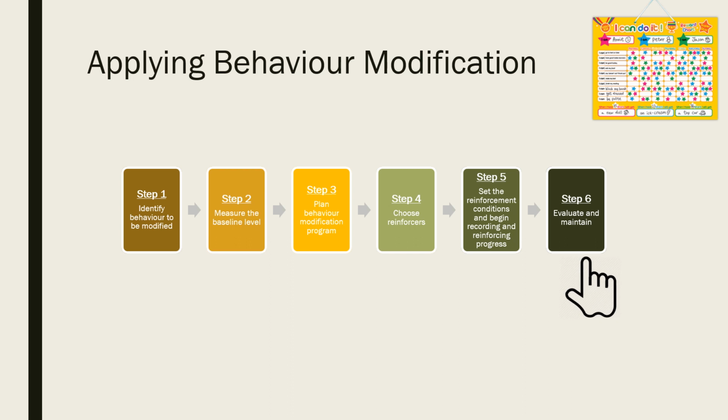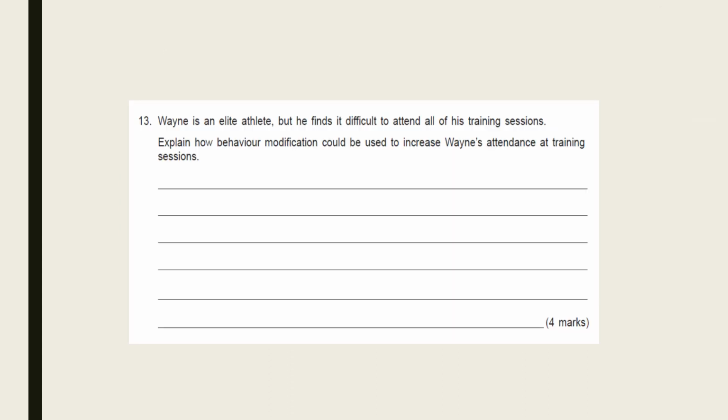Finally, chart the individual's progress as they work towards gaining more control over the target behaviour. Gradually reduce the reward over time or remove it altogether to see whether the desired behaviour persists. Let's now use these 6 steps to answer a past exam question. Pause the video while you read and attempt the question.